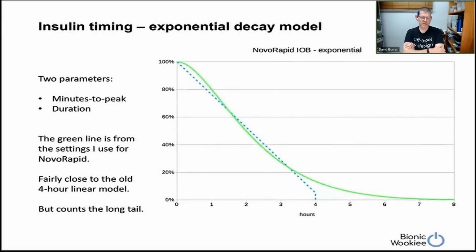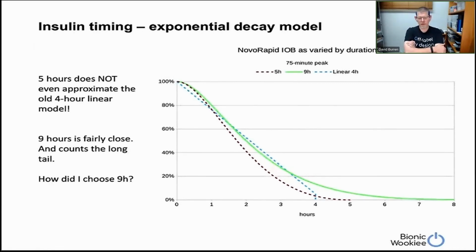So there were 2 parameters that defined this. One was the time to peak activity. So how long after the injection is it having the most effect? And really that's when it's being used the fastest. So when this slope is the steepest. And for Nova Rapid, that's regarded as 75 minutes. So 1 hour and a quarter. And then the duration, this is a fairly long duration on this one, and I'll show you how that comes together.